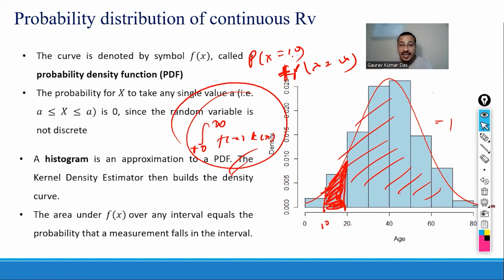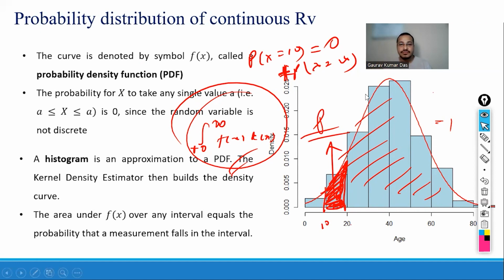Correct? Because probability at X equal to 10 for a continuous random variable is always 0. At any one discrete data point, you cannot find it out because it's a curve. We can always find it out between intervals, and to find it out between intervals, we simply have to integrate, because once we integrate, it gives me the area under the curve. And area under the curve is nothing but my probability.